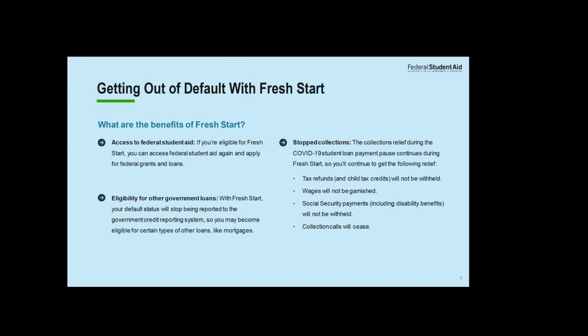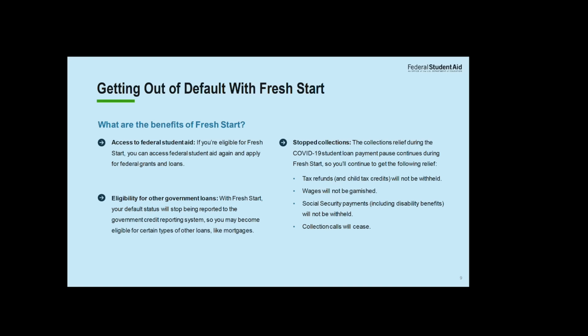Also note you're eligible for other government loans. So that includes any government credit reporting system. So you may be eligible for certain types of loans like mortgages as well. It also helps you if you're trying to buy a car or a home. Any of those will not have a negative impact to you based on your credit reporting.